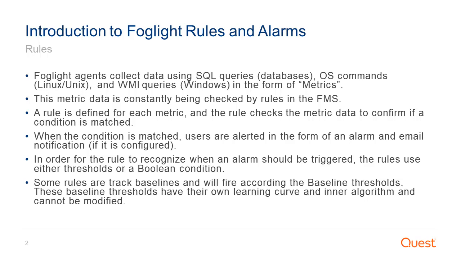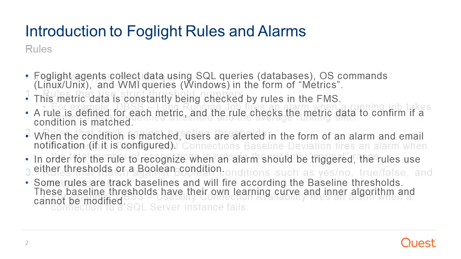In order for a rule to recognize when an alarm should be triggered, the rules use either thresholds or a Boolean condition. Some rules track baselines and will fire according to the baseline thresholds. These baseline thresholds have their own learning curve and an inner algorithm and cannot be modified.